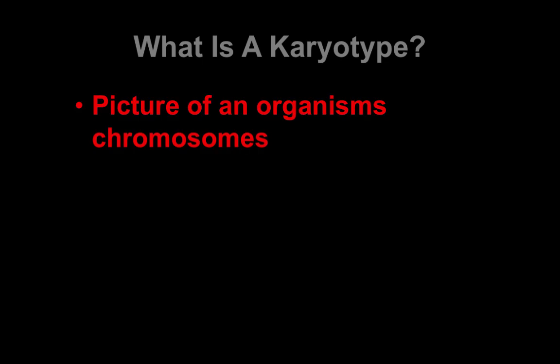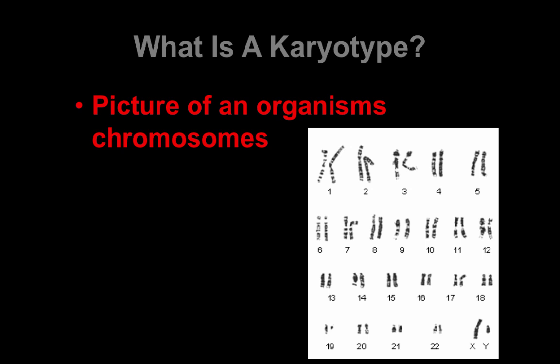Now we're going to look at karyotypes. And these are pictures of an organism's chromosomes. So this is an example of a karyotype. And you can see that it's got each one of the homologous pairs lined up together. And so you can look and see how many, what they look like, all of that kind of thing.